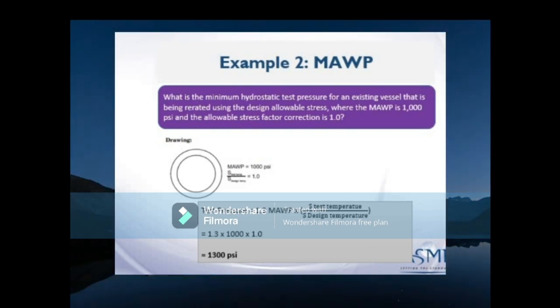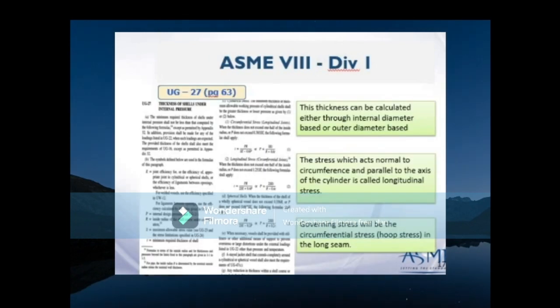Example 2. What is the minimum hydrostatic test pressure for an existing vessel that is being re-rated using the design allowable stress, where the MAWP is 1000 psi and the allowable stress factor correction is 1.0? Test pressure equals 1.3 MAWP times S test temperature divided by S design temperature equals 1.3 times 1000 times 1 equals 1300 psi.